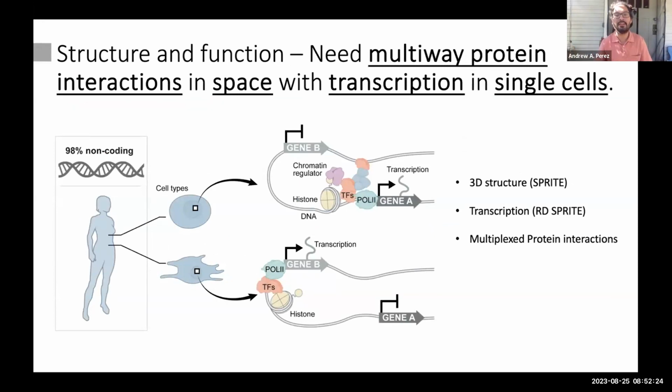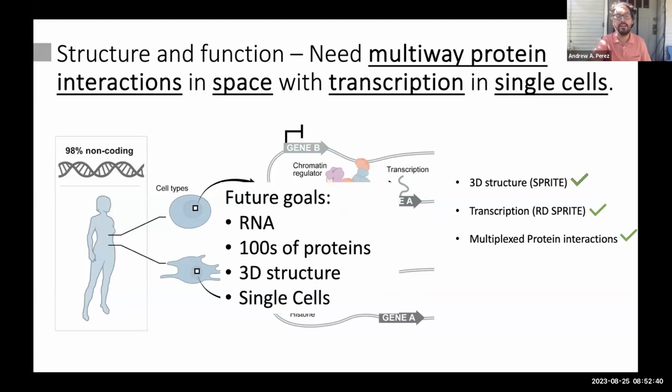And so to bring it all into focus again, with our goal of doing multi-way protein interactions in space with transcription and in single cells, let's see where we're at, how we're doing. So we can do 3D structure, we can do RNA with 3D structure, we can do multiplexed protein interactions. So what we still need to do is incorporate RNA into these 3D maps, protein-specific maps. We want to do high throughput of hundreds of proteins, not just 4. We want to incorporate 3D structure, and ultimately we want to be able to do this in single cells. And so this is all more to come. Stay tuned in the years to come.